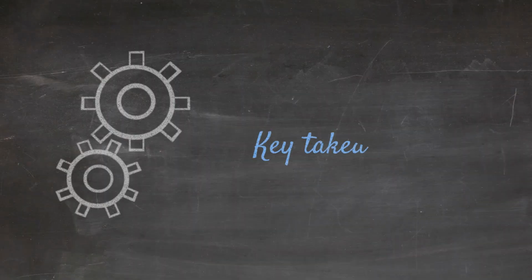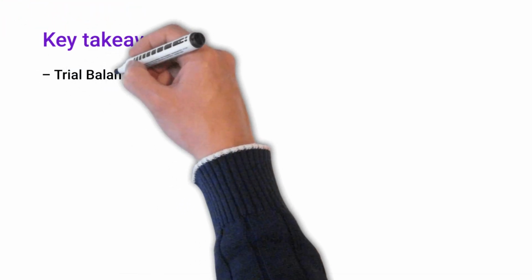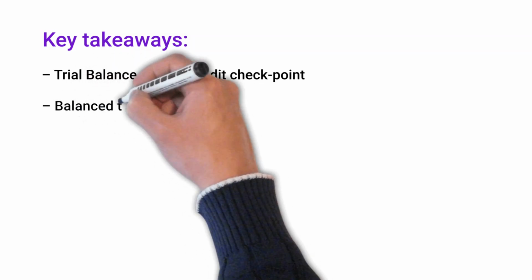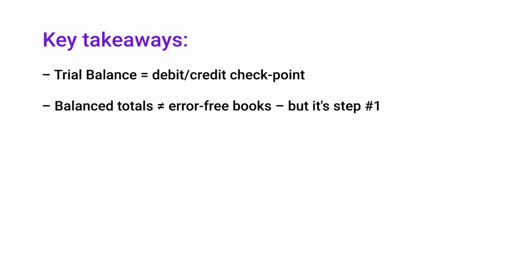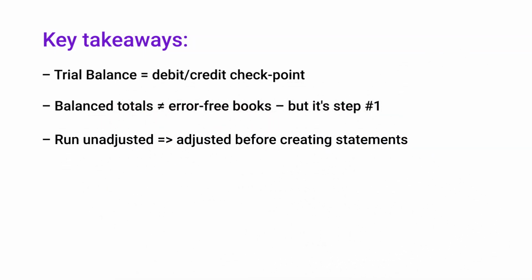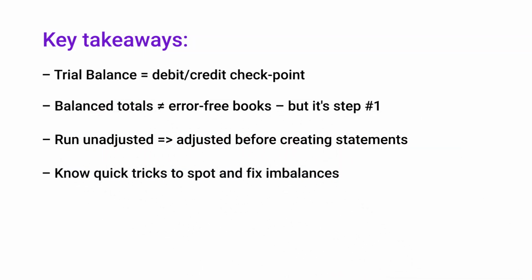Let's summarize it briefly. The trial balance is a credit-debit checkpoint. Balanced totals do not mean error-free books, but it's step number 1. Run an adjusted trial balance before creating financial statements. No quick tricks to spot and fix imbalances. So, now you can build and troubleshoot a trial balance like a pro. In the next episode, we'll use that adjusted trial balance to craft the full income statement and balance sheet.